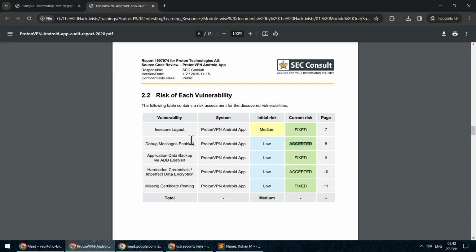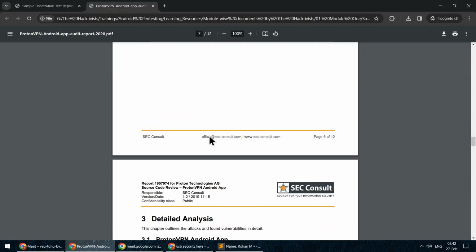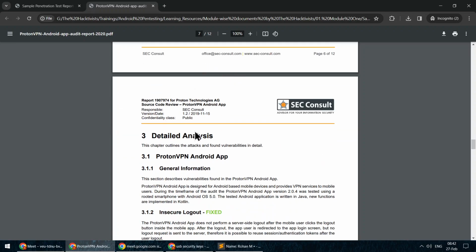So for that it is written as accepted here. Accepted means that we know that this is the security issue, and we as an organization accept that yes, this security issue can be here, it does not require a fix at the moment. So for that reason, it mentions accepted here. Till here we had the management summary.